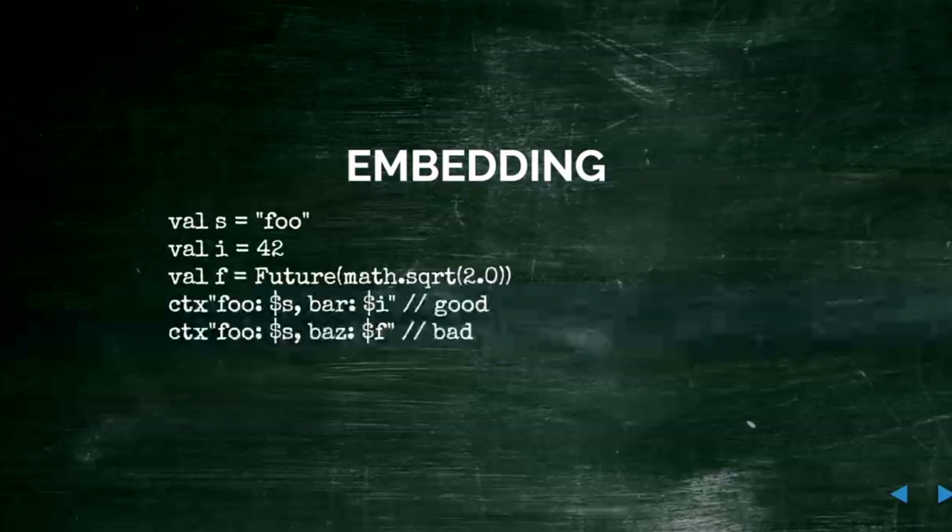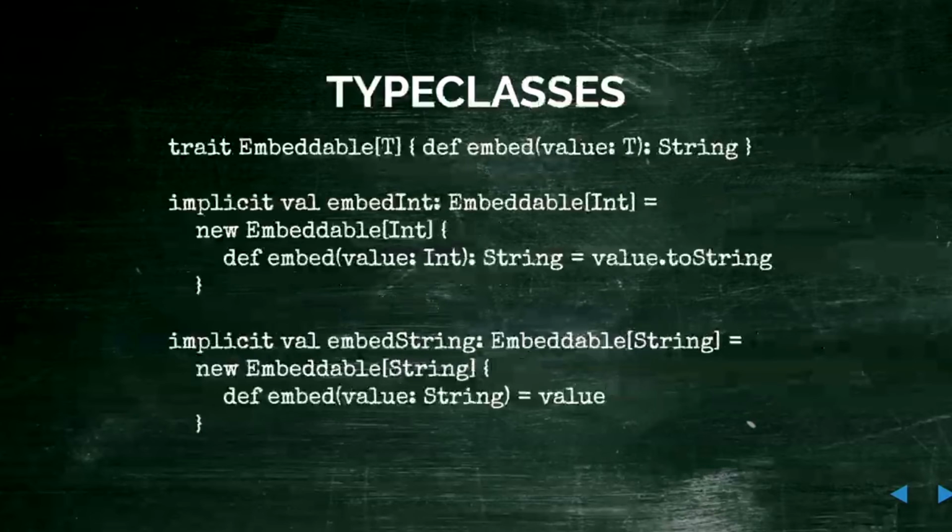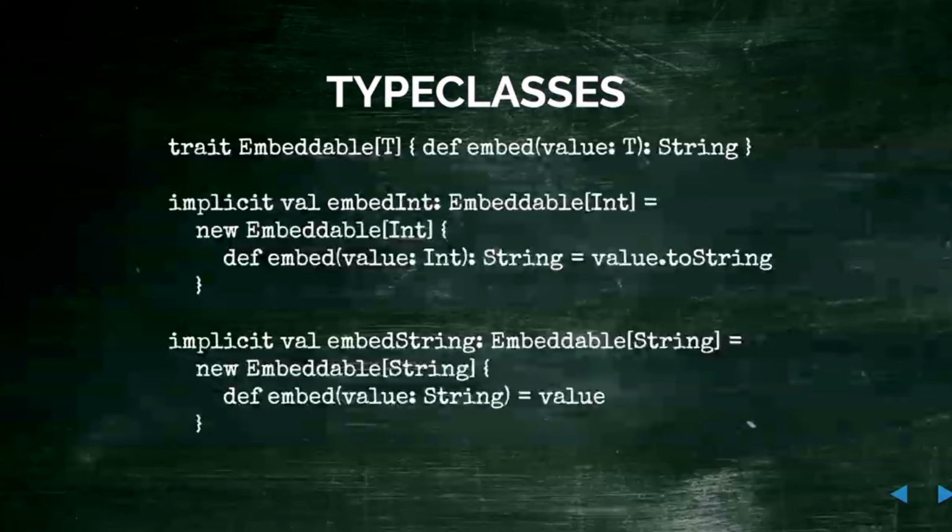Whereas this one here, where we substitute a future, what does that mean? What would we ever intend that to mean? Now, I can write a type class that substitutes strings. I can write a type class that substitutes or embeds integers. But I've decided I'm not going to write one for futures. Now, maybe they look like this. So we've got this embeddable type class.